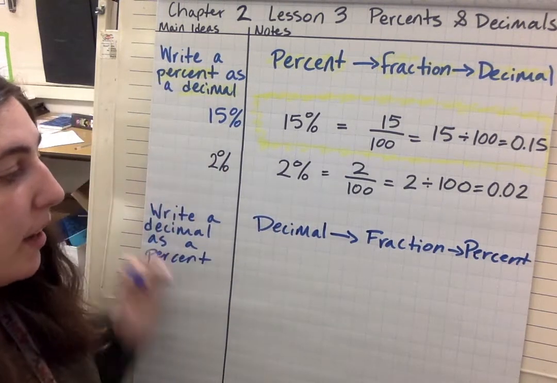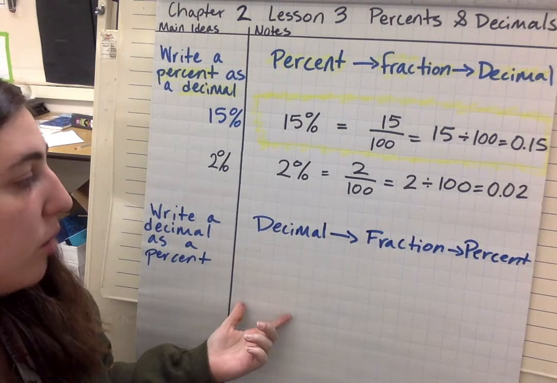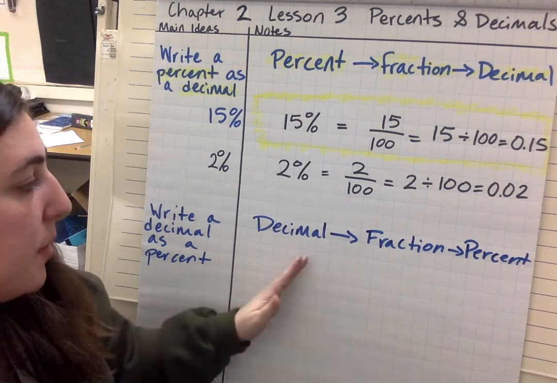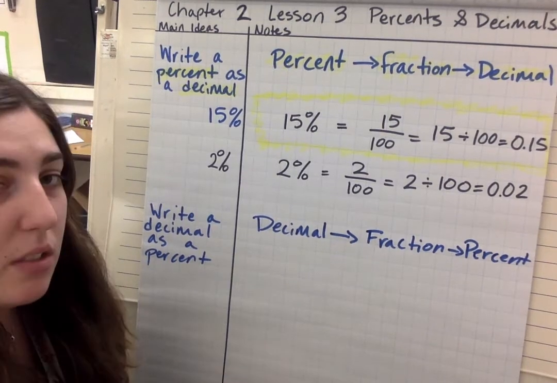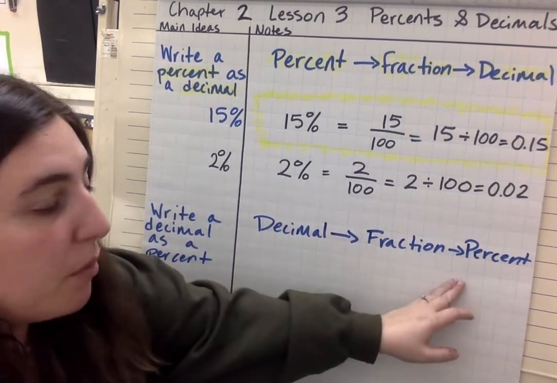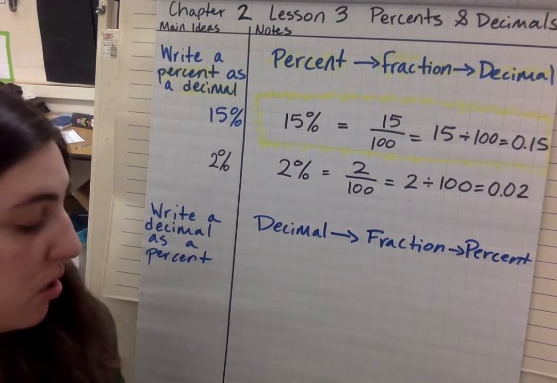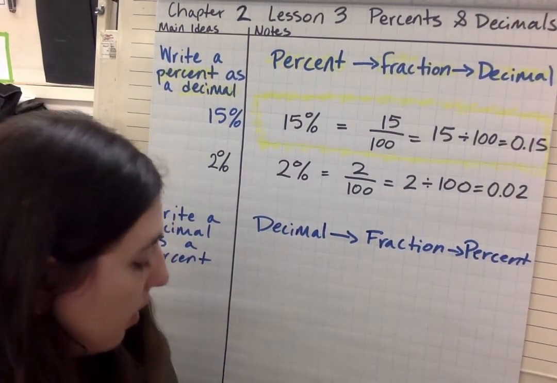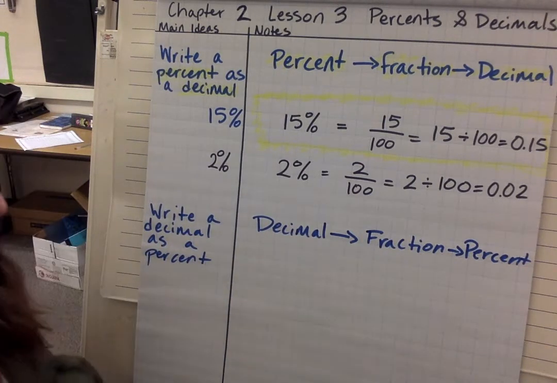So again, we're tying everything we know from lesson 1 and 2 to complete lesson 3. Okay? In order to go from a decimal to a fraction, you have to be able to understand lesson 1. To go from a fraction to a percent, you need to be able to understand and have taken notes from lesson 2. Okay, so let's say we have the decimal 0.3.